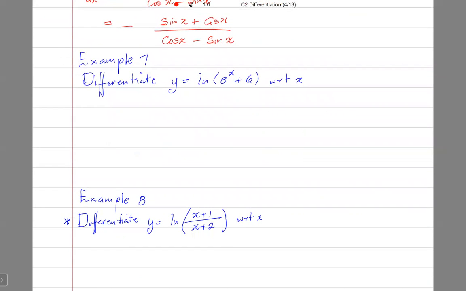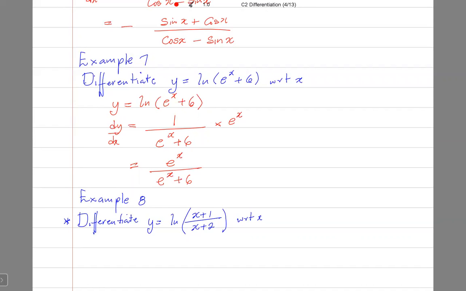7. Let's differentiate. So y is equal to ln of e to the x plus 6. Composite function again. dy by dx is equal to e to the x plus 6 at the bottom, 1 at the top, multiplied by the differential of the inside function. If I differentiate e to the x plus 6, I'm just going to simply get back e to the x. So my final answer here is e to the x at the top, at the bottom, e to the x plus 6.